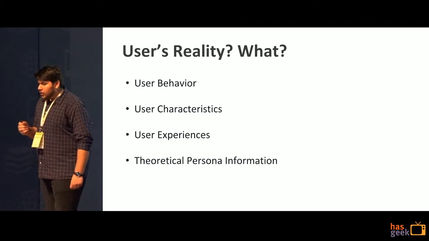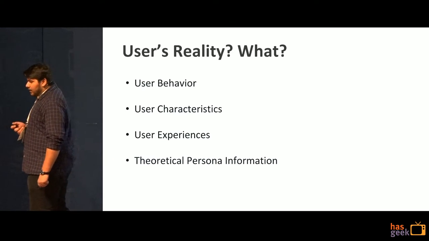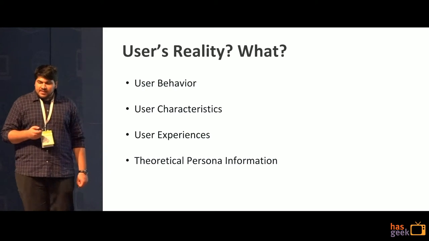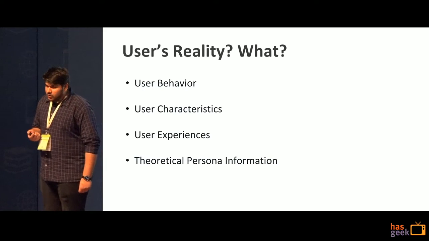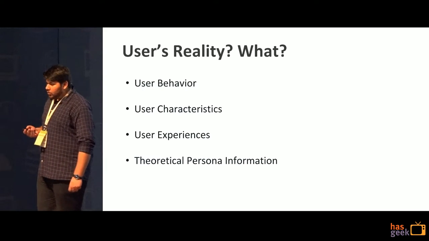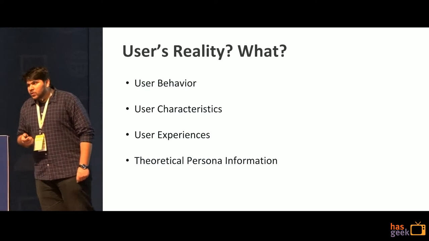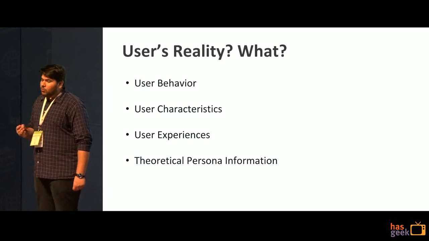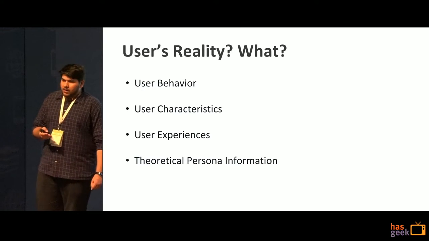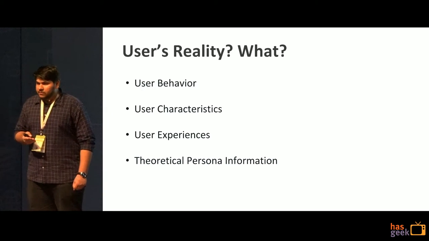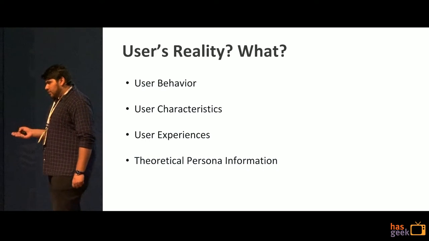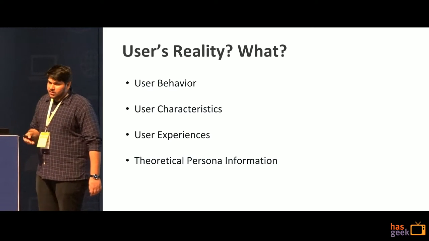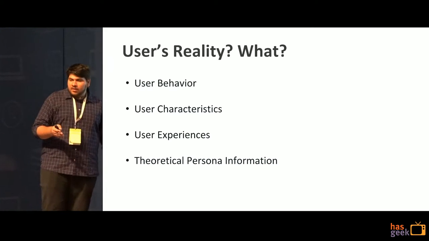Let's break them down. User behavior could be something like perhaps someone doesn't have the best skills at typing and they end up pressing the wrong buttons too often. It's very common. User characteristics would be things users tend to do. User experiences would be perhaps using the app in sunlight and the screen isn't really visible. And theoretical personal information is stuff we can generally know probably from the Google account or from the device itself, which is the user's age and gender and preferences.